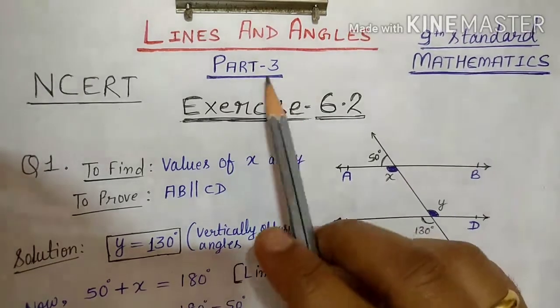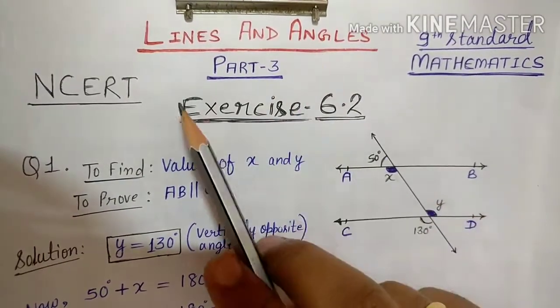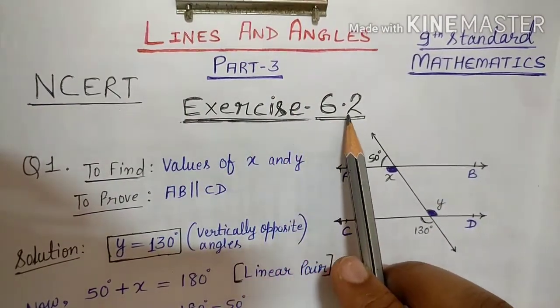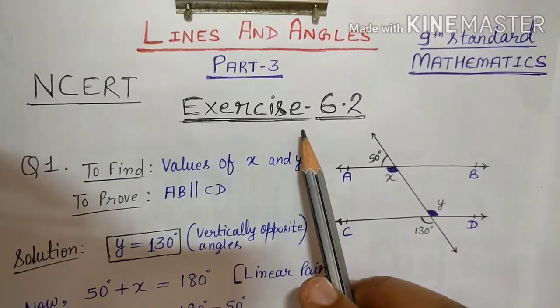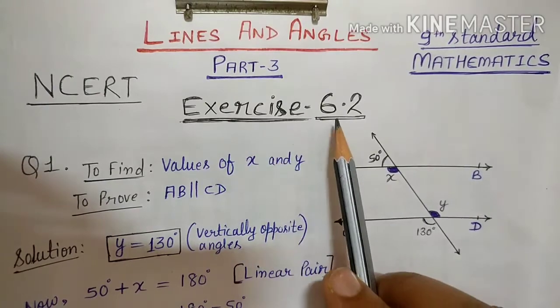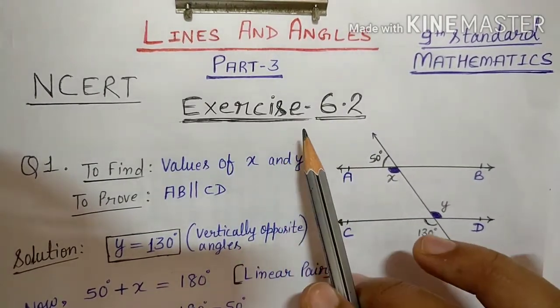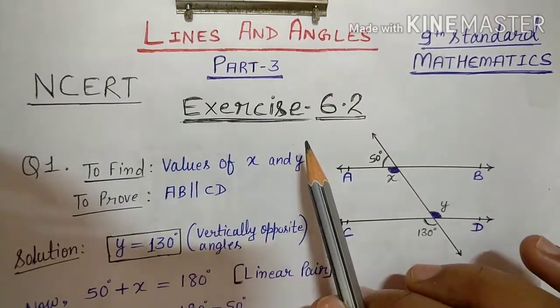So we are going to start part 3 of the lines and angles chapter, that is chapter number 6 of the mathematics NCERT book. It is exercise 6.2 we are going to solve today. Because in the earlier video we have learned about the theorems and axioms related to exercise 6.2. All the questions given in 6.2 are based on that video only, so you can watch that video, then you come to this video.